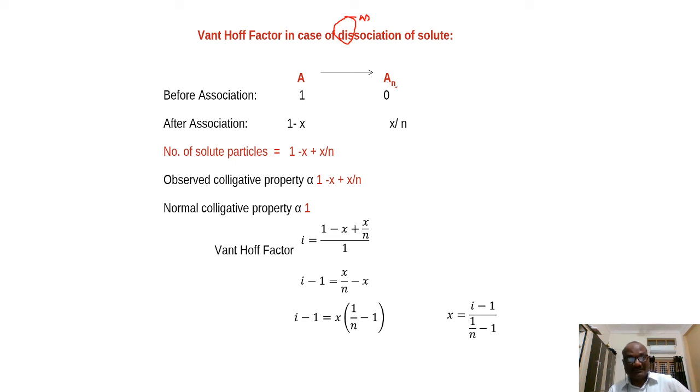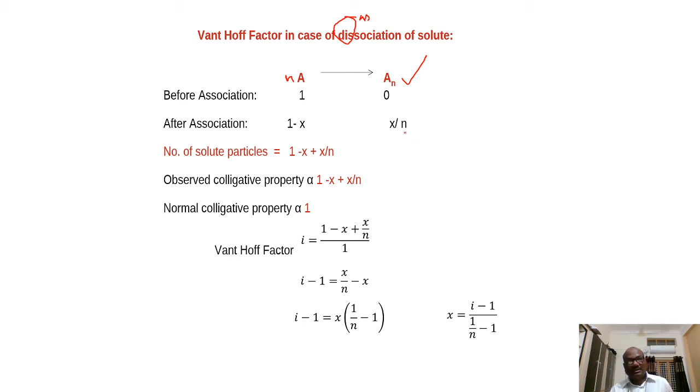In case of acetic acid, we were observing that dimerization is taking place. So 2 CH3COOH gives (CH3COOH) taken twice, like that. You say n particles are associating. n particles are associated to give A_n. Before association, how many moles have we taken? 1 mole. After association, you see 1 minus x. If it is 1 minus x, it is forming x by n. It is giving what? x by n.